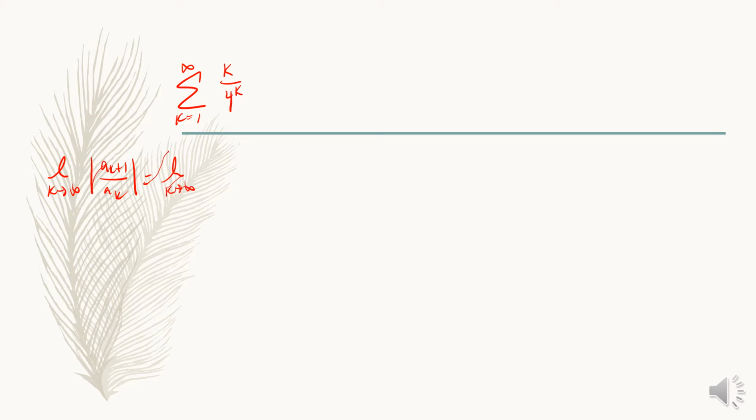So what that means, a sub k plus 1, that means everywhere you see a k in my series, I'm going to replace it with a k plus 1. So k plus 1 divided by 4 to the k plus 1. Then I'm just going to divide this by my a sub k. Now I'm dividing by a fraction, which means that I'm going to flip it and multiply straight across. So I have k plus 1 divided by 4 to the k plus 1, and then times 4 to the k over k.